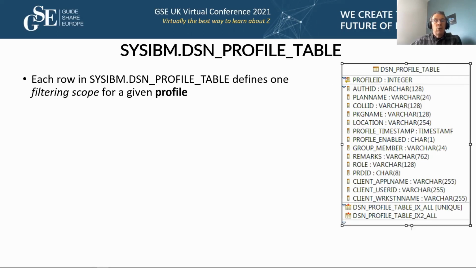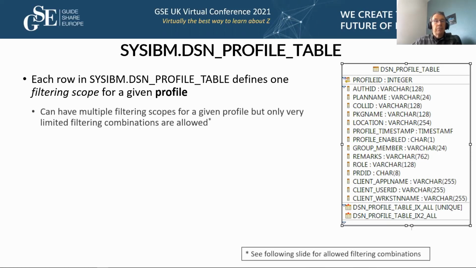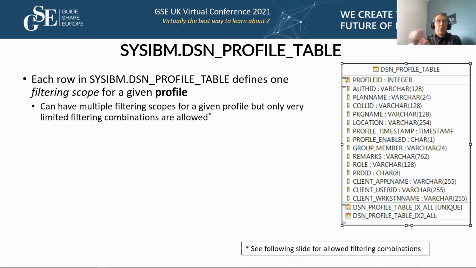So let's have a look at the profile table. There is more information on the following slides on defining filtering profiles, but every single row in the profile table defines one filtering scope for a given profile. You can have multiple filtering scopes for a given profile, but only very limited filtering combinations are allowed. And we go into that on the next slide.